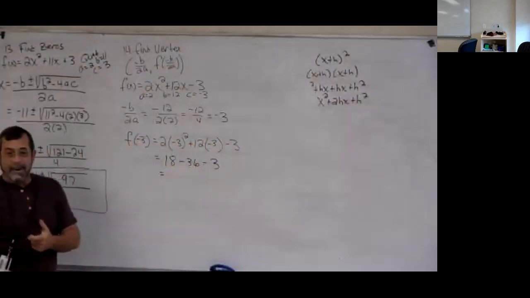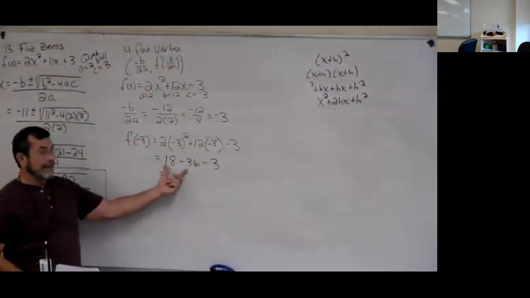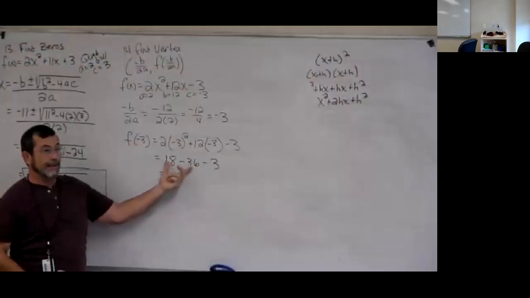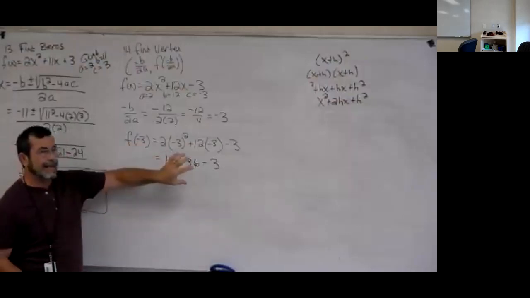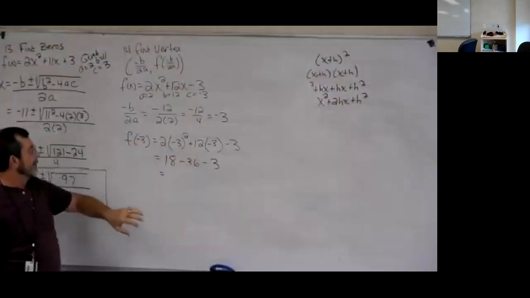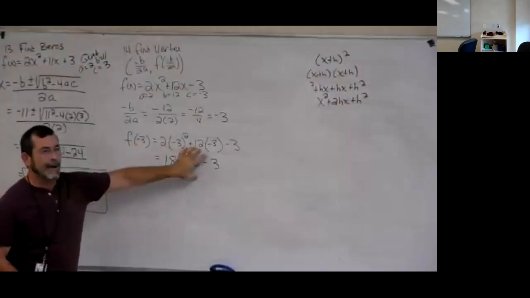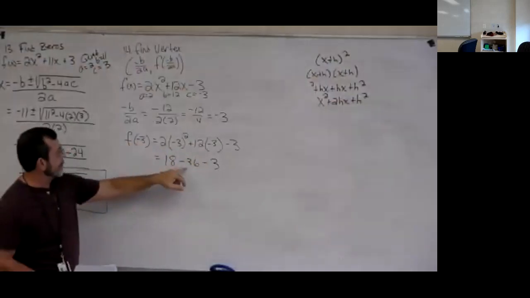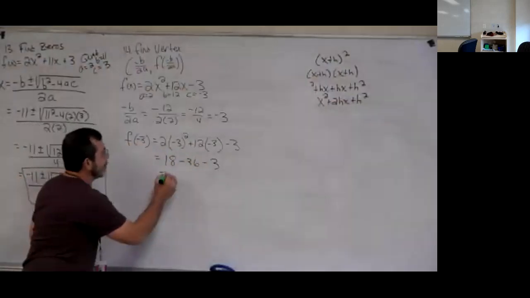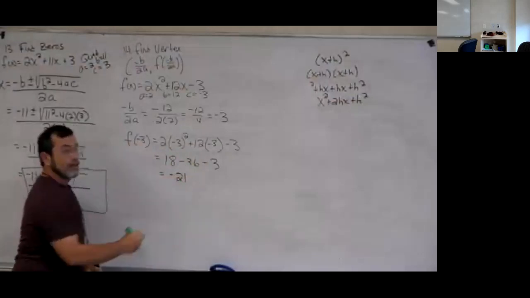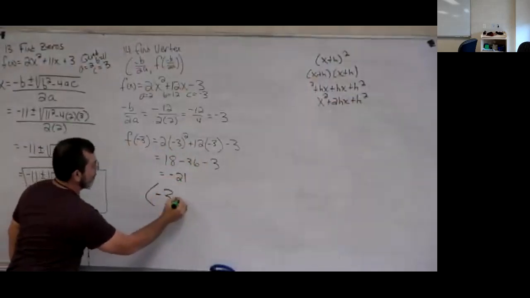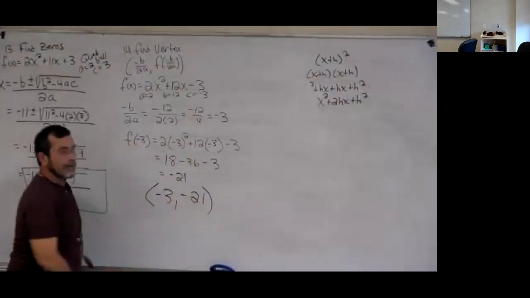And if you remembered on this vertex, these first two were always double each other and opposite in sign. So if this was 18, that was negative 36. If this was negative 18, that would have been a positive 36. Okay? So that gives me negative 18 minus 3, which is a negative 21. So your official vertex was negative 3, negative 21.